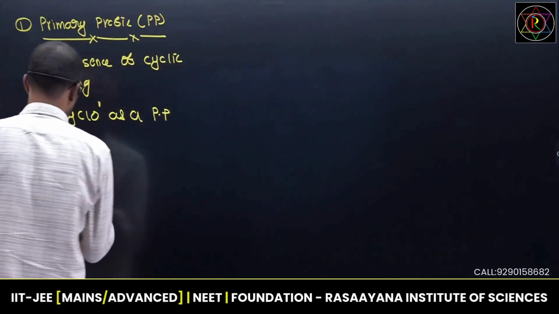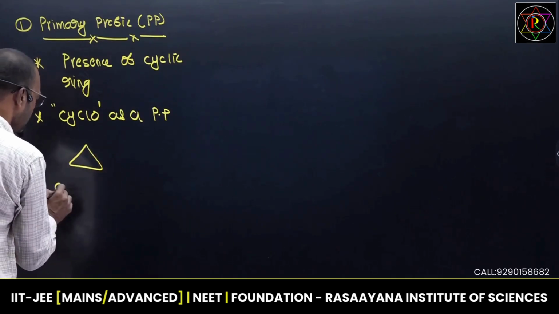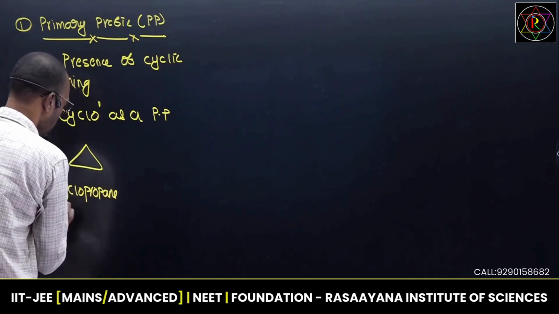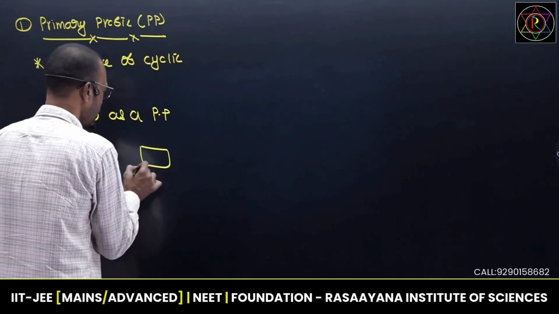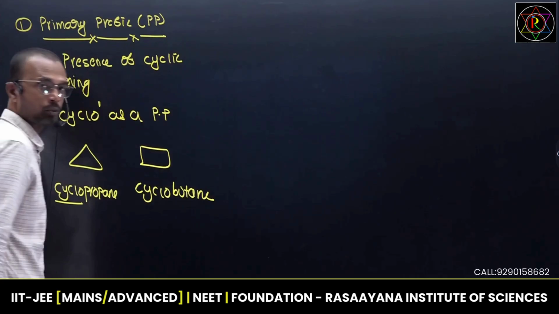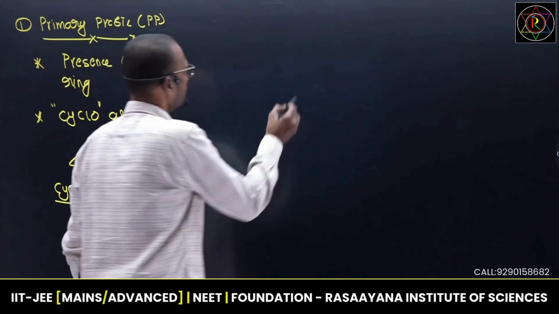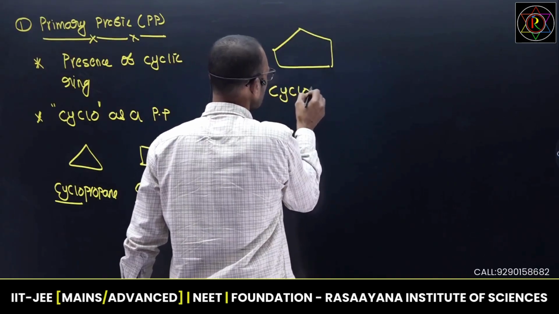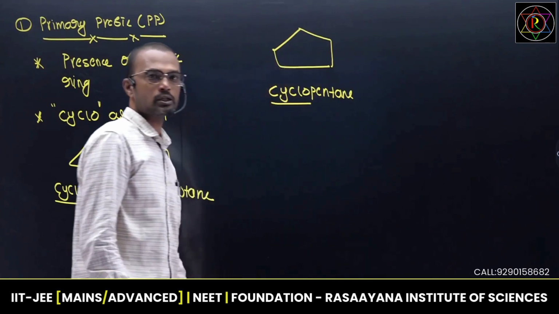Okay. Suppose I am taking one example. See, there is a 3-membered ring present. Here cyclo, 3 carbons are present, propane: cyclopropane. Here cyclo indicates the primary prefix. Now if I take this one, this is called cyclobutane. Here cyclo indicates the primary prefix of this ring. Then I can take a 5-membered ring like this. This is cyclopentane. Every time I use the word cyclo, that is a primary prefix.